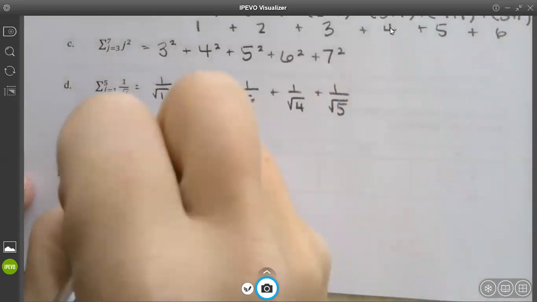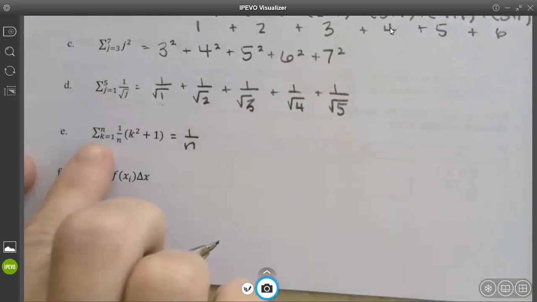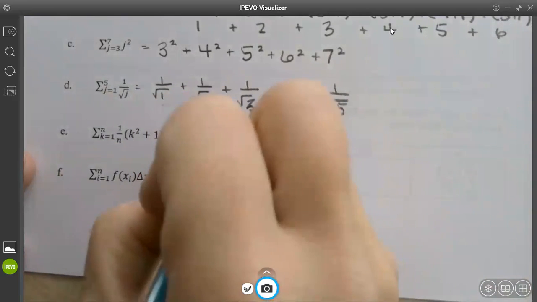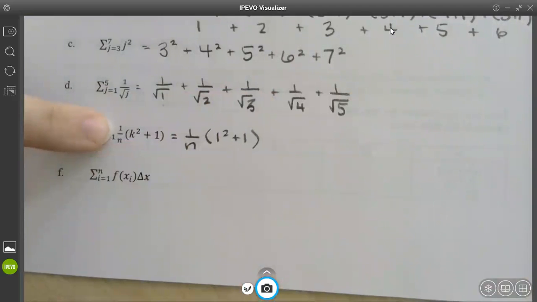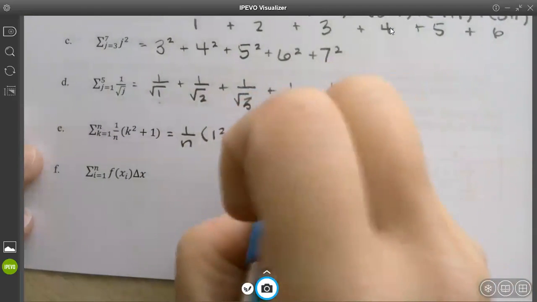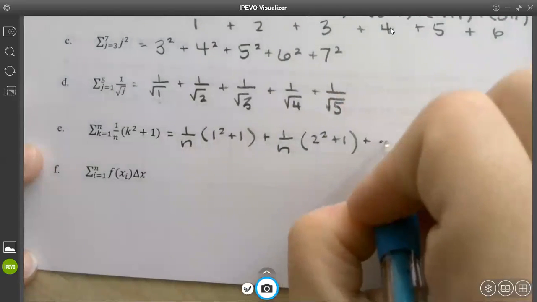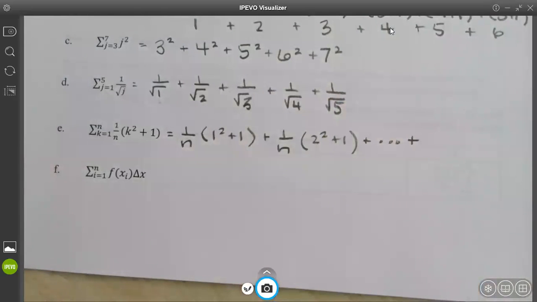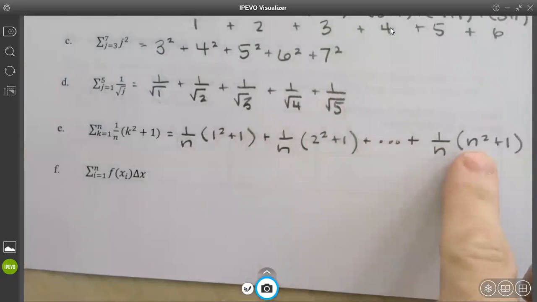So here's how it works. We don't know what n is. So we're just going to write the 1 over n. They say we're going to start with k equals 1. So in our function, 1 squared plus 1. So all I did was rewrite this with k equal to 1. You're going to keep going, except this time, k is going to equal 2. We will keep going. Why do I write the little dots? Because again, it's not finite. That means it's going to keep going forever and ever because we don't know what n is. Until we get to k is n. So our top bound is n. And that's it.